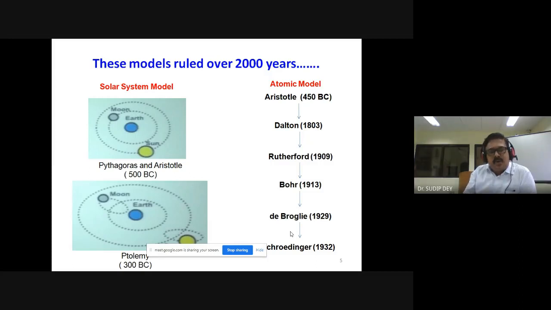And later on, Ptolemy, during 300 BC, proposed a slightly different model that was also found incomplete. We are not saying that it's a wrong model. It is incomplete, wherein it shows that the moon and sun are rotating, but they are rotating about their own axis as well. But today's solar system model, which we are conceptualizing, whether that is true or not, is also a big question.